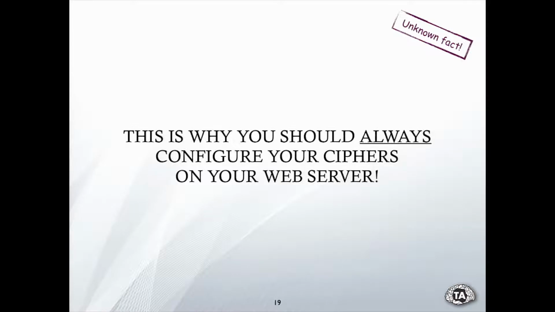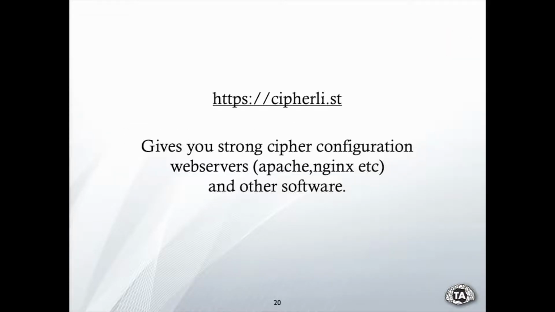Always configure the ciphers, and it's pretty easy to do that because there's a website, Cipher List, and it gives you a very strong cipher configuration for your web server. Could be Apache, could be Nginx, but could be other software as well, like IMAP and Postfix and all those kinds of systems that use TLS for tunneling. Don't just copy and paste the code over because you run into a lot of trouble, but learn and read what it says and then configure your ciphers with that site.